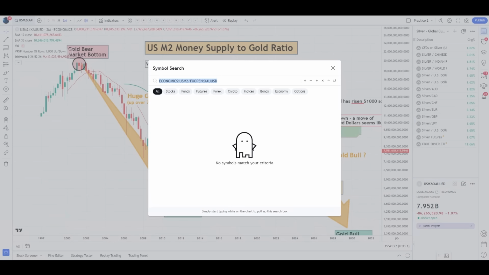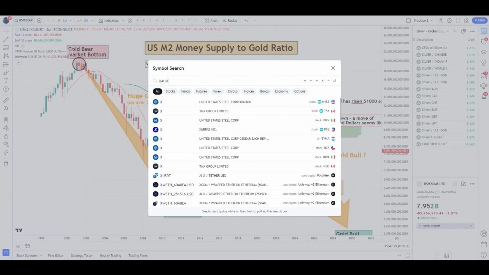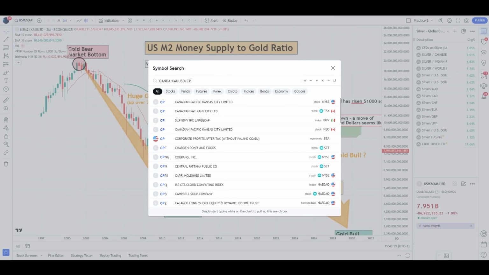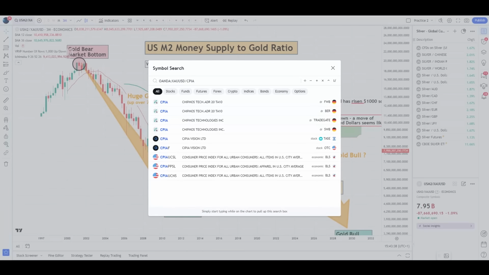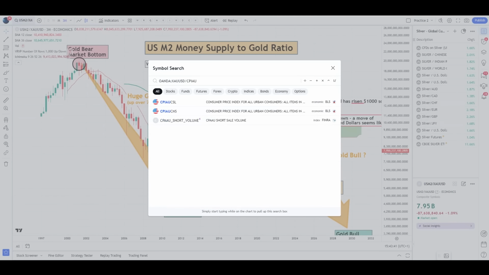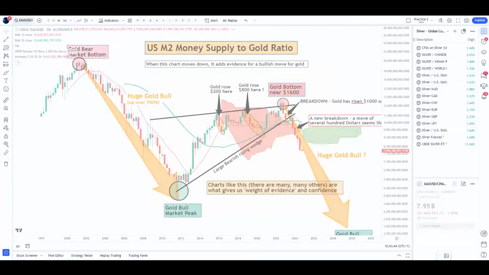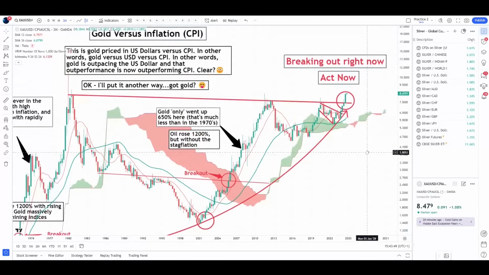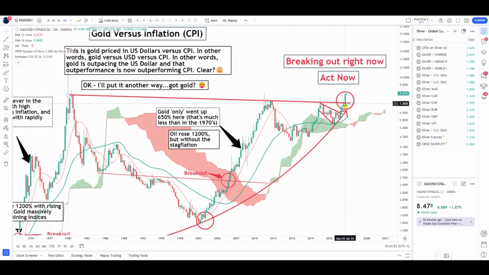One last one I wanted to show you is gold versus CPI. I'll just type that into the chart for you. So it's XAU USD versus CPI AU. There we go. So this is gold versus CPI. And what can we see from this chart? Well, very clearly, we've just broken out versus CPI. Gold has formed a cup and handle pattern versus CPI, and it's broken out.